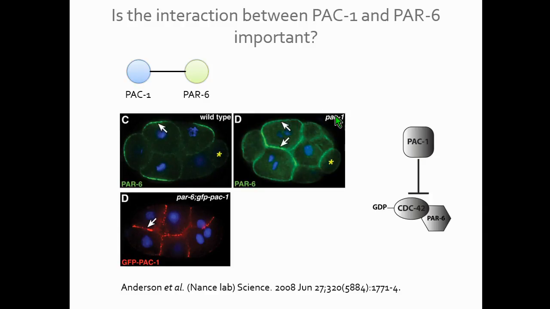So, as I said, PAC-1 is a Rho GAP protein, and it specifically inactivates CDC-42. And CDC-42 is required for recruitment of PAR-6 to the membrane. So the model is that PAC-1 locally inactivates CDC-42, preventing PAR-6 from being recruited to the sites of cell-cell contact. So as you can see, PAR-6 and PAC-1 don't overlap in localization, and nevertheless we found a physical interaction.